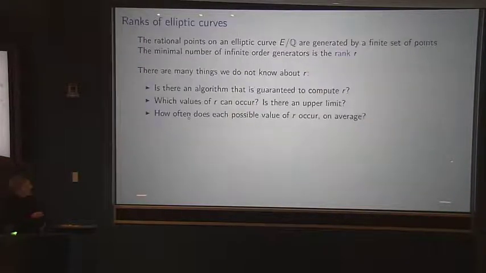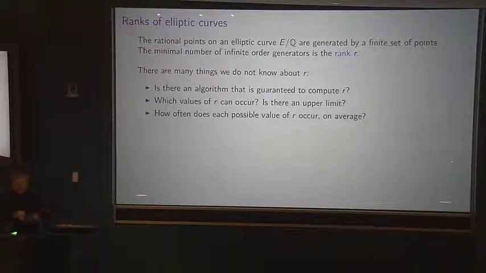So coming back to, just want to say a few more words about elliptic curves before we move on to higher genus curves. As I mentioned, the rational points in an elliptic curve are generated by a finite set of points. This is one of the things that makes elliptic curves particularly interesting, that they have this group structure. The minimal number of generators of infinite order is the rank.